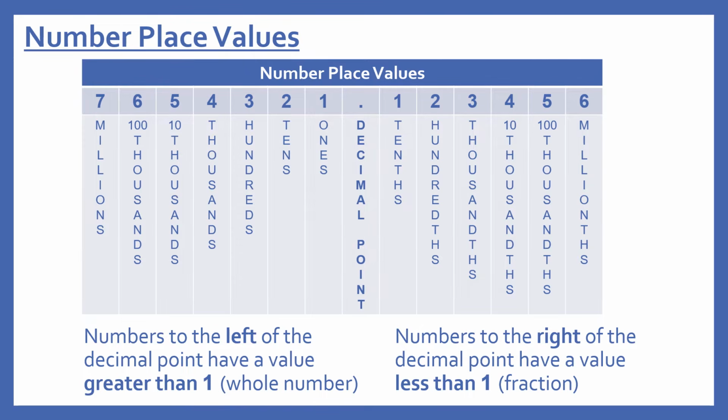As it goes to the right, it gets smaller. And then for the whole numbers, as it goes to the left, it's going to get larger. So from the decimal point to the left, we have the ones, tens, hundreds, thousands, 10,000s, 100,000s, and millions places. So that just hopefully explains that a little better.